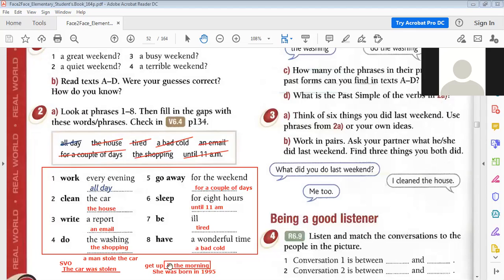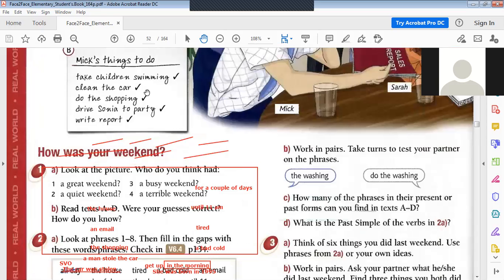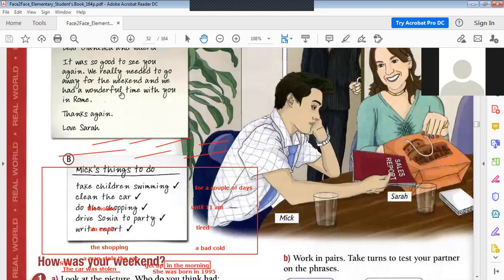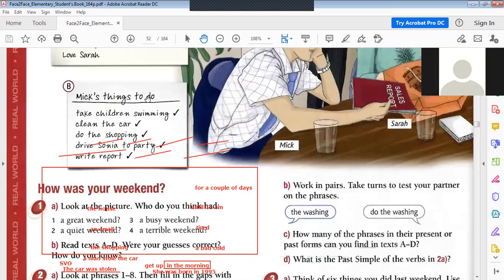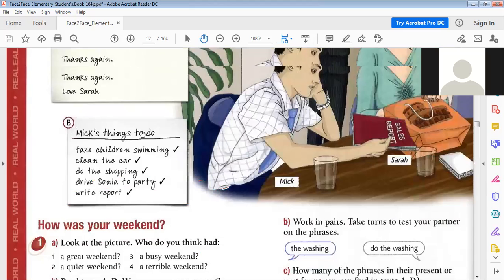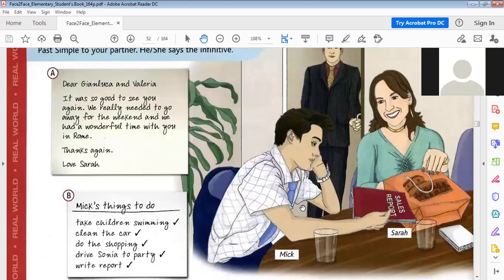Yes. Now we want to look for these phrases. We want to look for them in the 4 texts. Do you see the 4 texts here from Sarah, Mick? I want you to find these phrases in the past or in the present, no problem. But if you find them, just tell me and I will underline them.